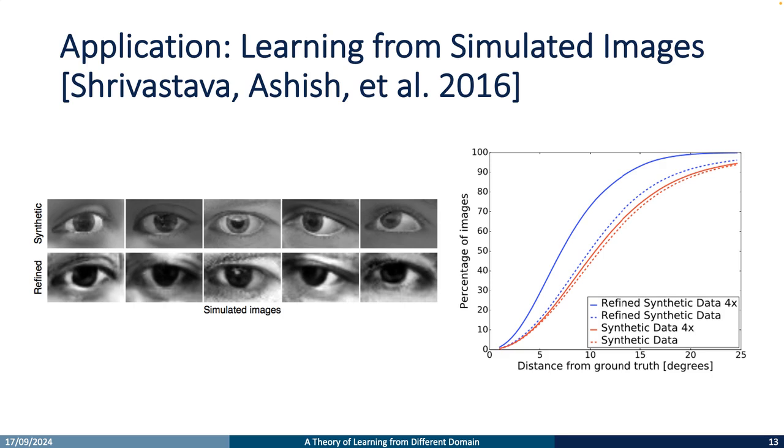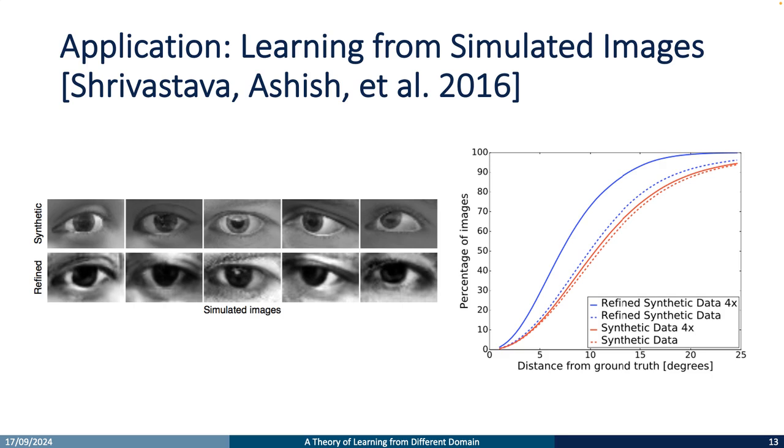In the right figure, the performance of models trained on synthetic and refined images is shown. The x-axis represents the difference between the predicted and actual eye gaze angles in degrees. The y-axis shows the percentage of images where the predicted angle deviates from the actual angle by a certain degree. A curve closer to the upper left corner indicates better model performance. The red dotted line represents the performance of the model trained on the original synthetic data, which has the lowest curve.